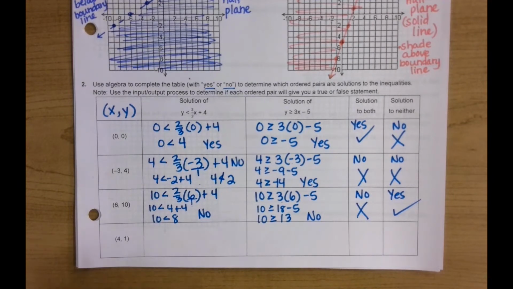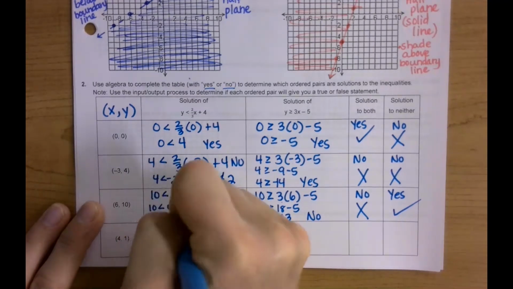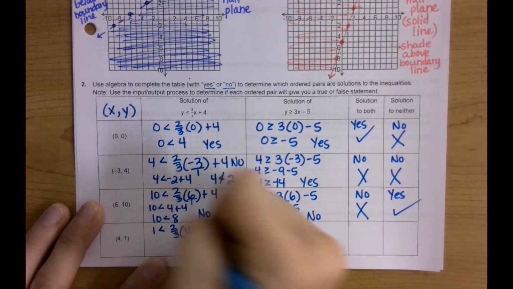All right, for the last one, x is equal to 4, y is equal to 1. So y is less than 2/3 times 4 plus 4.